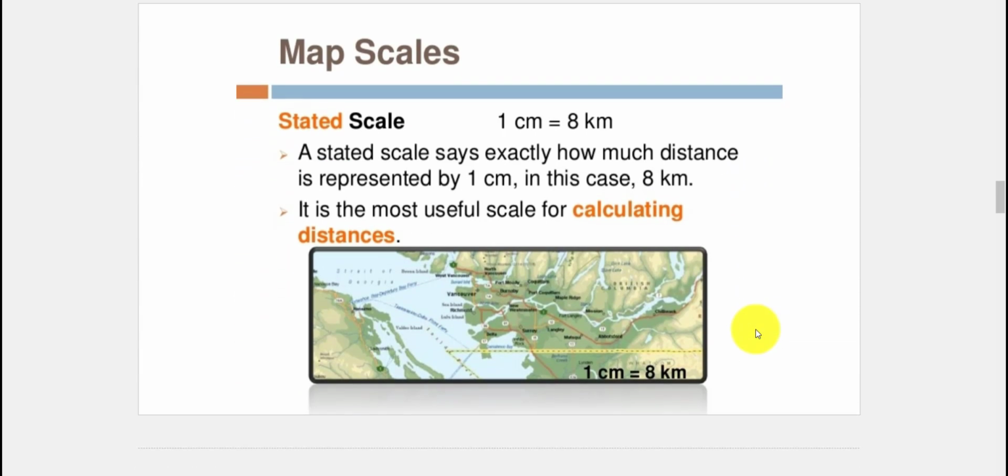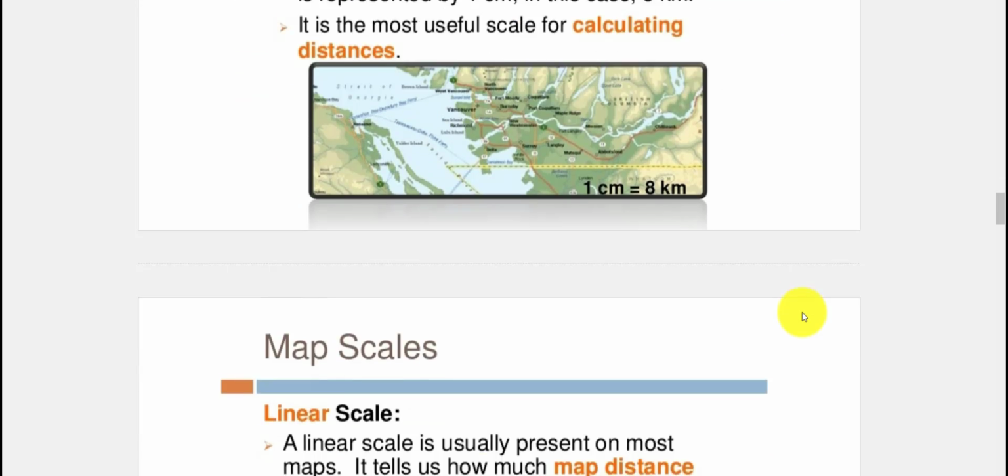So with a stated scale, this is an example showing you 1 centimeter equals 8 kilometers. We have the distance here with the yellow dotted line. And this is most useful for calculating distances. Again, remember, if you don't have a ruler, you can use the edge of a piece of paper. There are representative map scales and distances in the front of your lab manual.